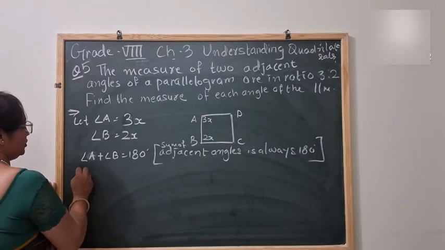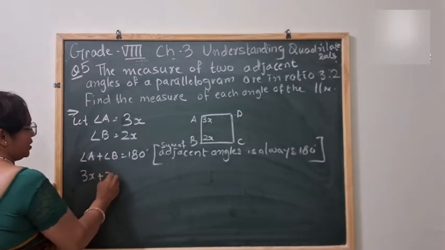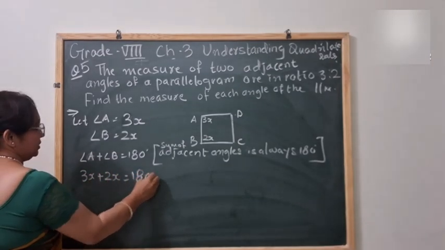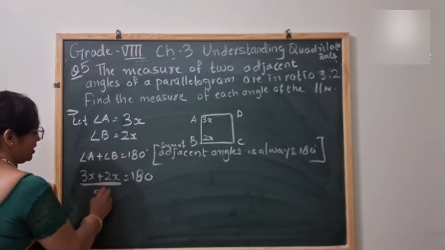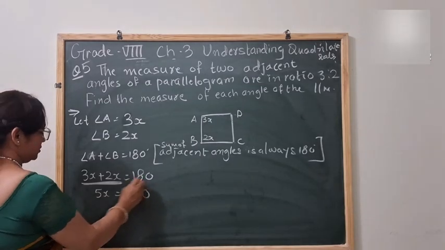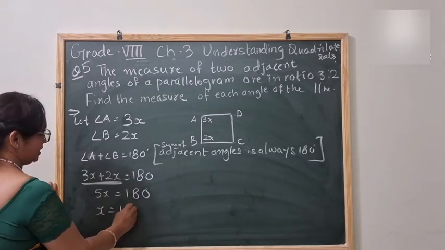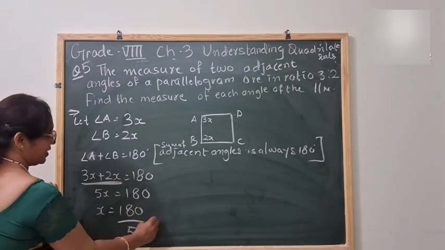So angle A is 3x, angle B is 2x, and the sum is equal to 180. So 3x plus 2x is 5x. So 5x is equal to 180. So x is equal to 180 divided by 5. Divide and get the answer.